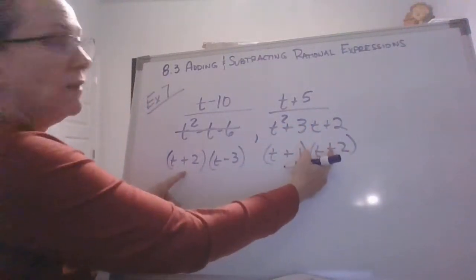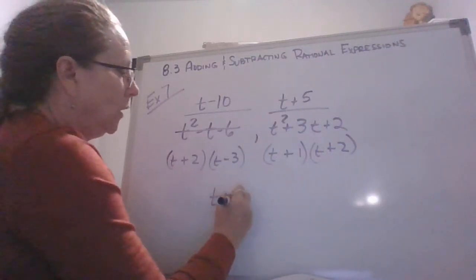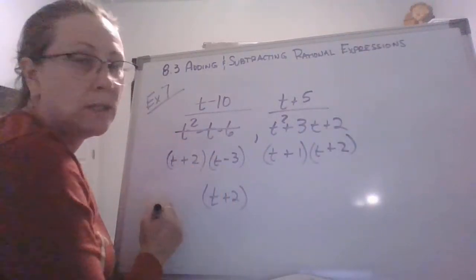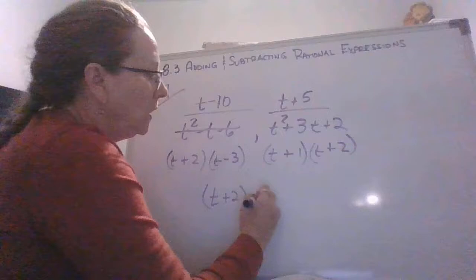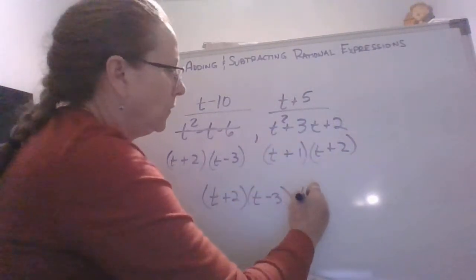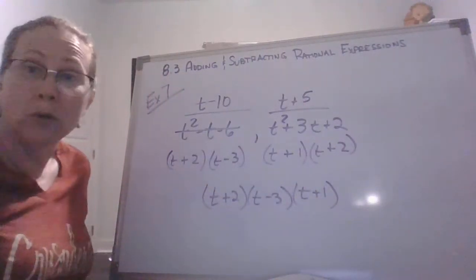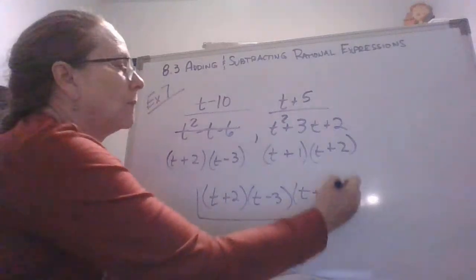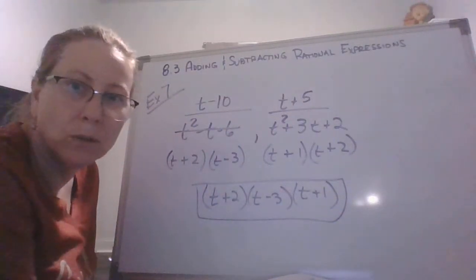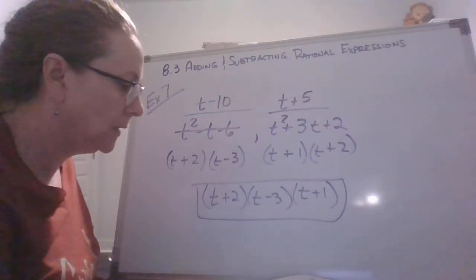So we can see we do have a common factor of t plus 2. We don't have an exponent, so it just stays t plus 2. T minus 3 is another factor, and t plus 1 is another factor. And it doesn't really matter what order you put them in. If you had started with t plus 1 and then t minus 3 and then t plus 2, you'd still be correct. There's our LCD.